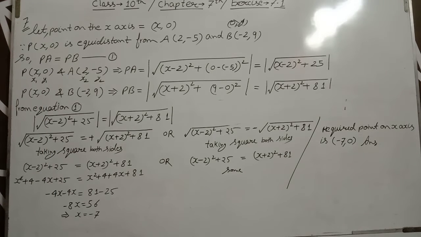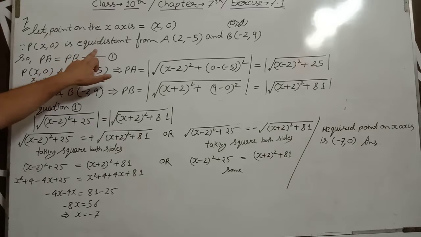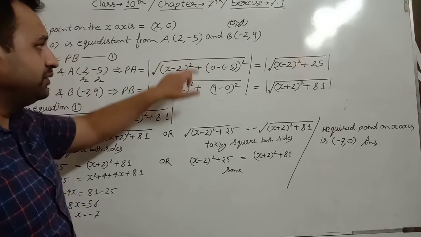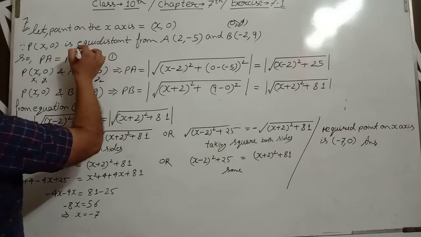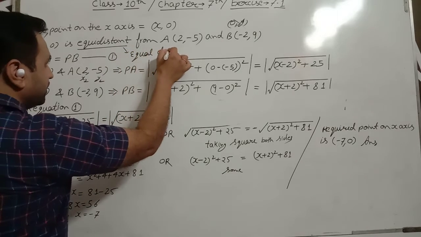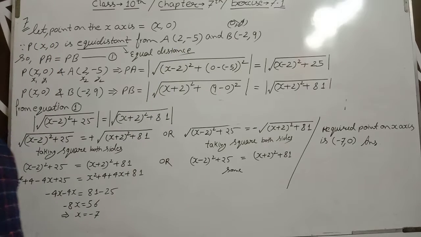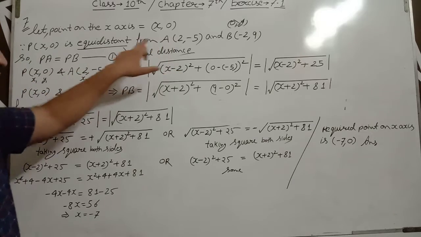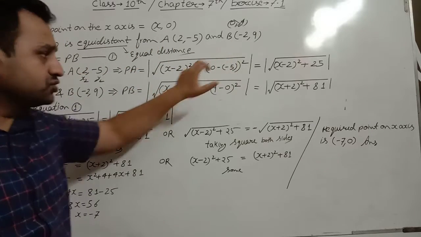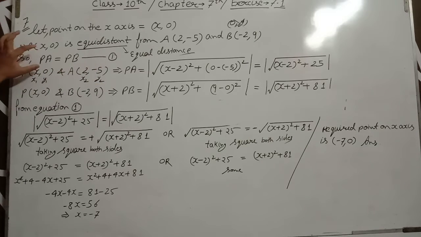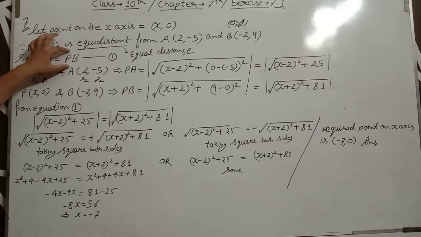We have mentioned the point as P, so P (x, 0) is equidistant from A (2, minus 5) and B (minus 2, 9). What is the meaning of equidistant? Equal distance. So it means this point is at equal distance from these two points. So we can say that PA is equal to PB. Equation number 1. Firstly we find PA and then PB, and then put them equal.